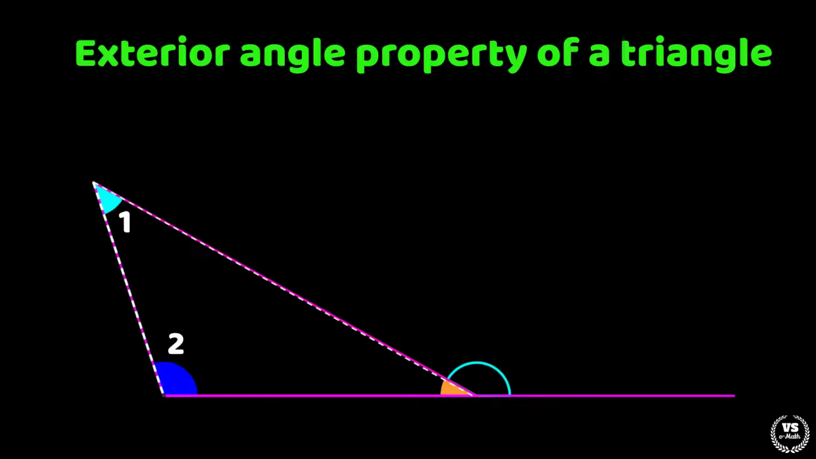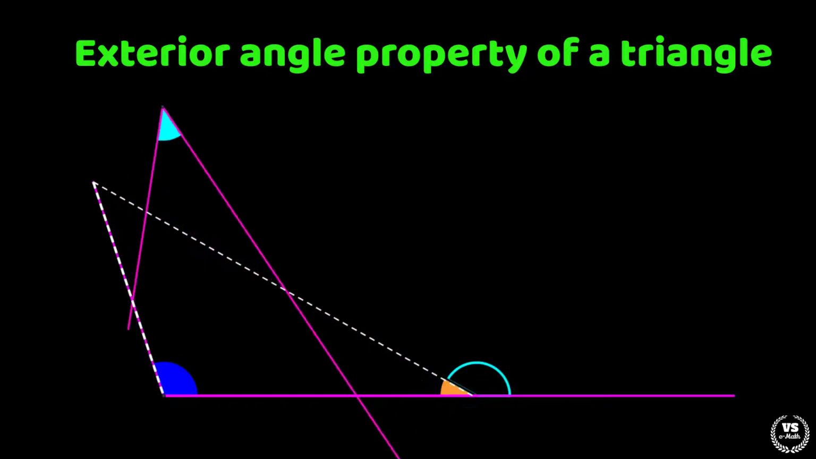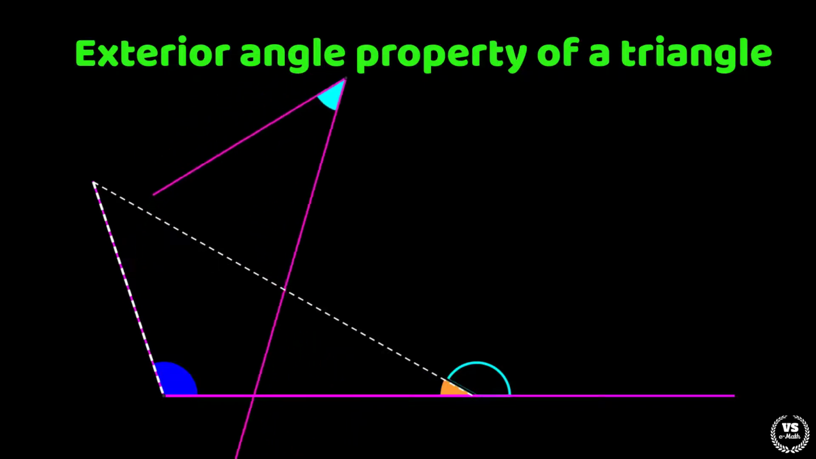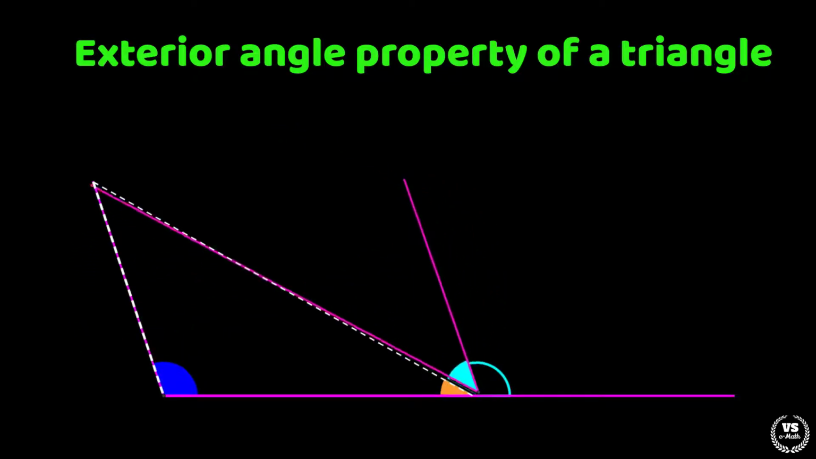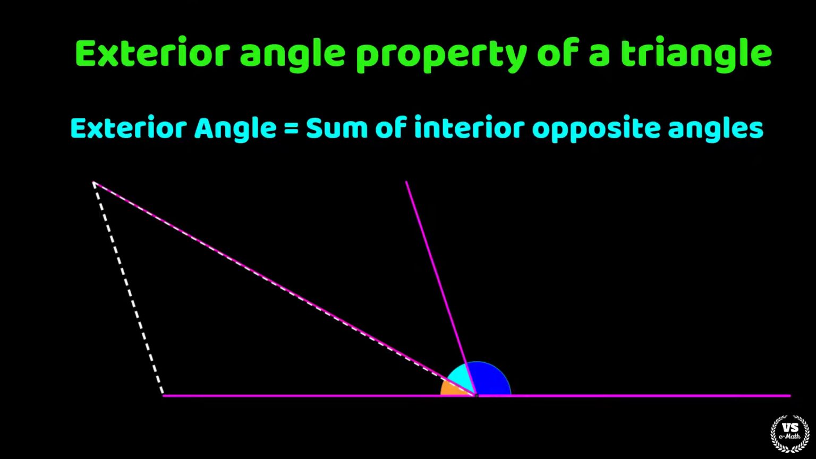What will be the measure of that exterior angle in terms of interior angles? Look at this video. Now, we can say that the exterior angle is equal to the sum of its interior opposite angles. Next, let's move on to congruency.